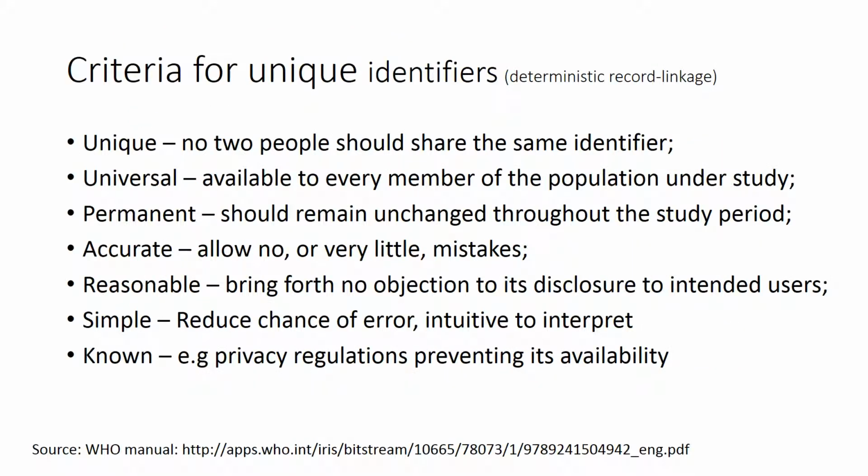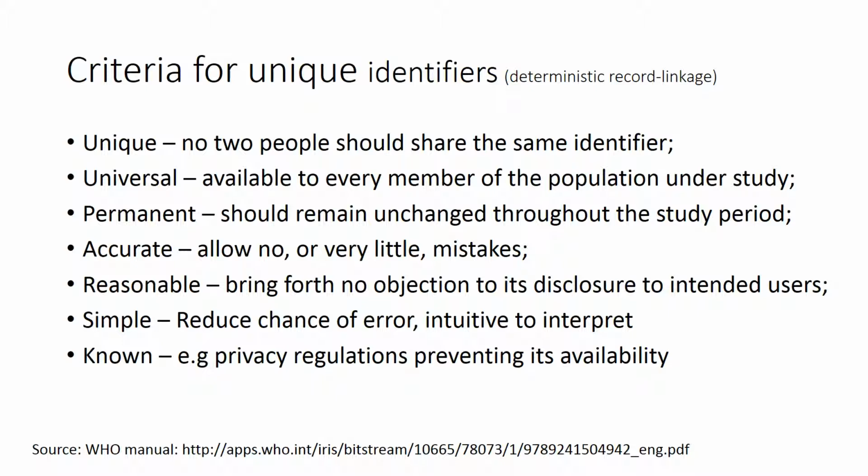So what are the different criteria for a unique identifier? Which variables do you want to use to base the match on? This is specifically relevant for deterministic record linkage. Variables selected to make a record match or linkage should be unique. No two people should share the same identifier.